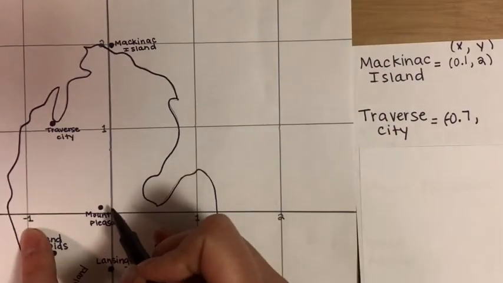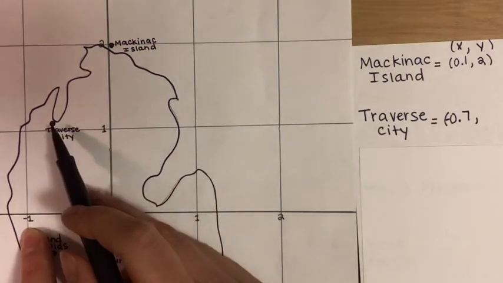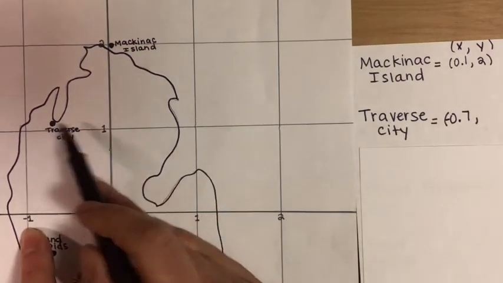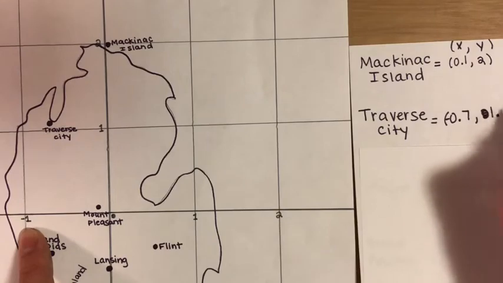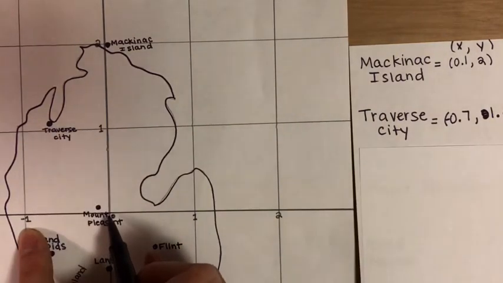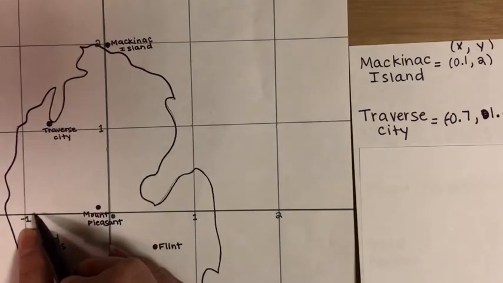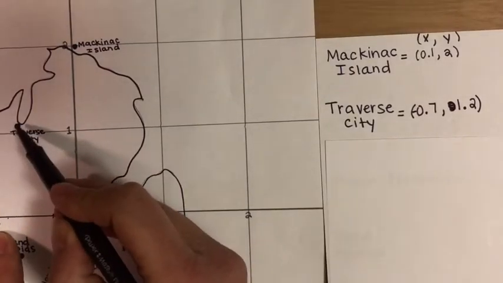And then how far did we go up? So it's actually past the 1, just a little bit past that 1. So maybe 0.1, 0.2. Oops. That's how easy it is to mess up. 1.2. So to get Traverse City on this map, we went over negative 0.7 and we went up 1.2 spaces.